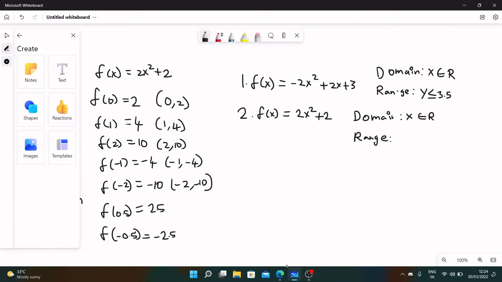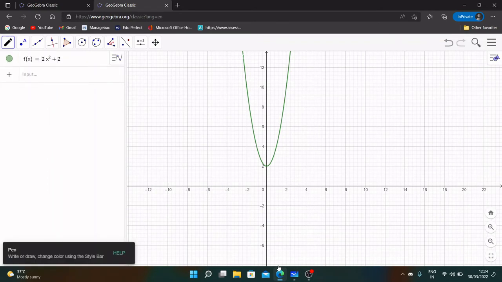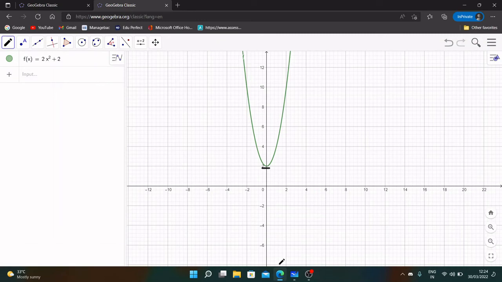and when it comes to the range, it will be over here. If you notice, we have a concave up parabola, not a concave down parabola. In this case, the y coordinate of the vertex is the minimum value we can have. For a concave down, the y coordinate of the vertex is the maximum y value, while for a concave up, it is a minimum y value.